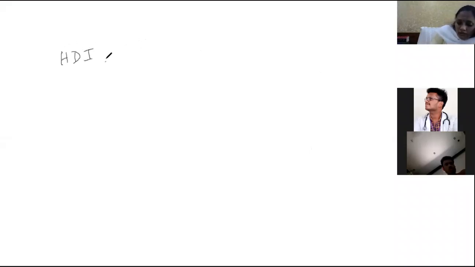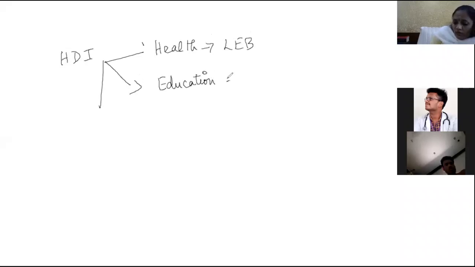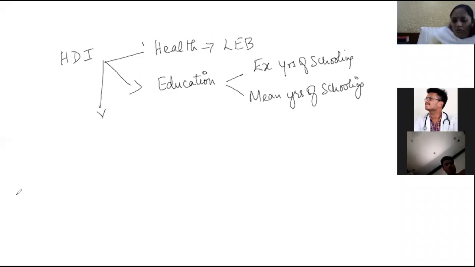What is it that we are writing? There are three dimensions to HDI. One is health, which is life expectancy at birth. Number two is education, where you are going to say expected years of schooling and mean years of schooling. And then you're going to talk about the standard of living, which is GNI per capita in PPP terms.